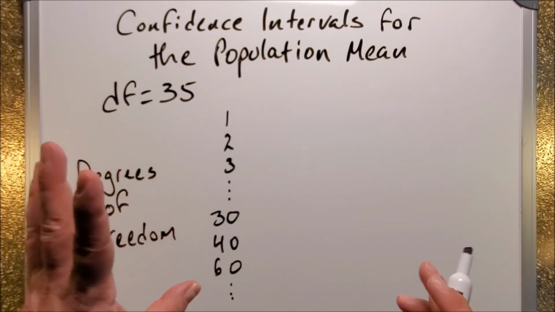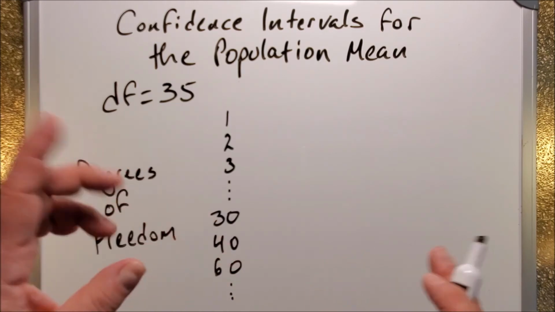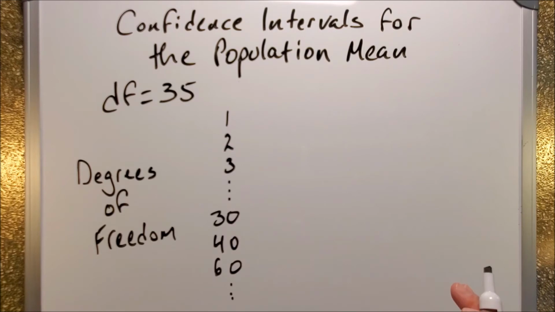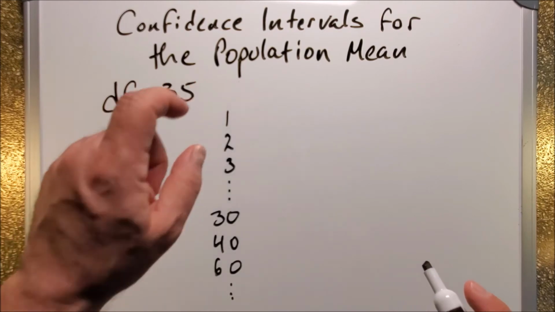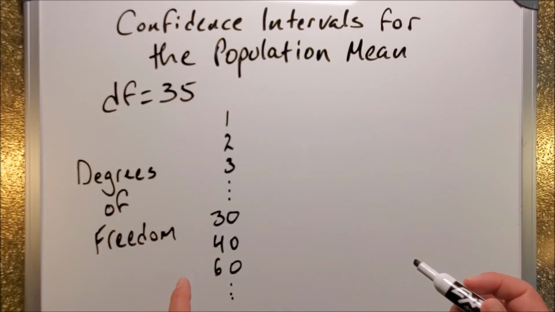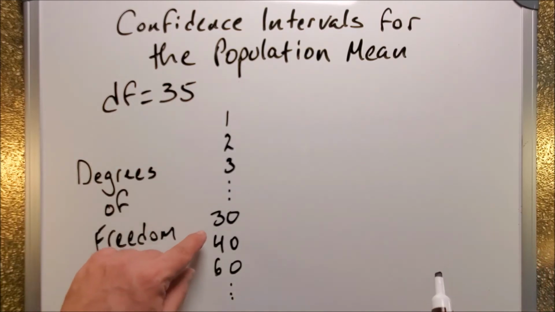I'm going to explain why that is in a moment. Let's just for now concentrate on taking care of the problem we're doing. So we have degrees of freedom 35. So what would we do in this particular case? We would have to read the table and figure out where to go from here.